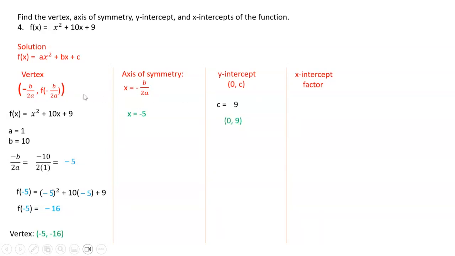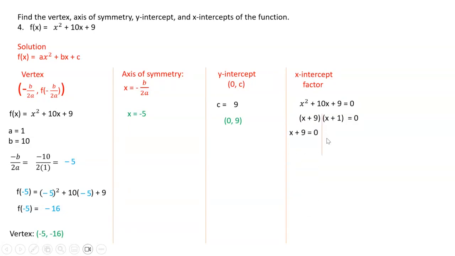Now for the x-intercepts, we're going to let y equal 0 and solve for x. We're going to factor. So here there are going to be two binomials. The signs are going to be the same because this is positive, and they're both going to be positive. I believe in the third week of the semester we did a PowerPoint on factoring. If you don't know how to factor, go back and look at the PowerPoint. But these are the binomials, x plus 9 and x plus 1.